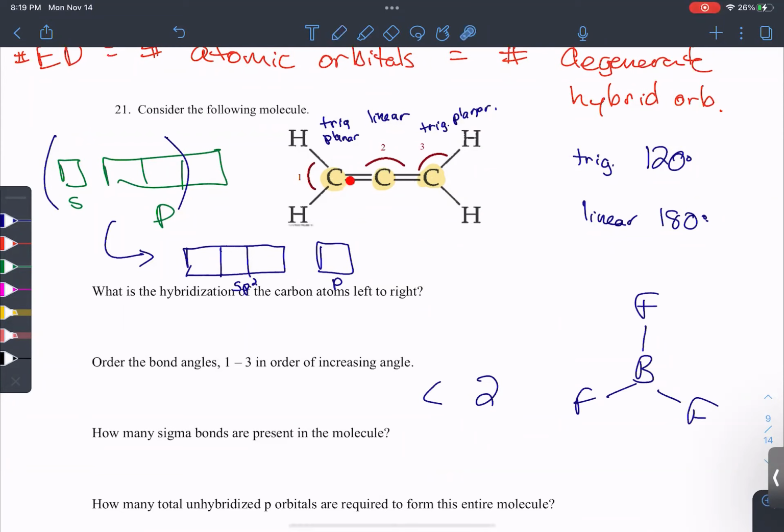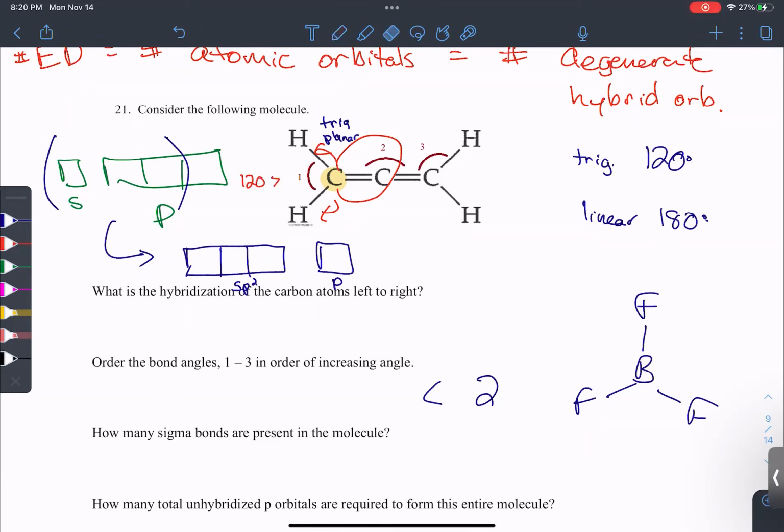But in this case, for this carbon atom, the double bond is going to take up much more space. It's big, fat, and juicy, so it pushes the other bonds away. So bond angle 1, is it going to be greater or less than 120? It's going to be slightly less. See, if I say it like that, you will remember it. It'll be slightly less than 120.